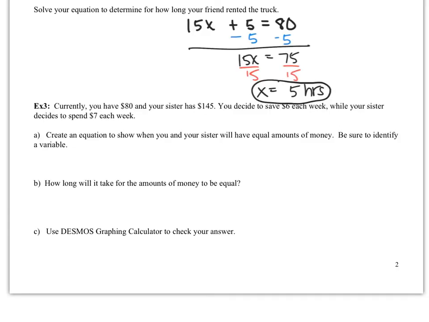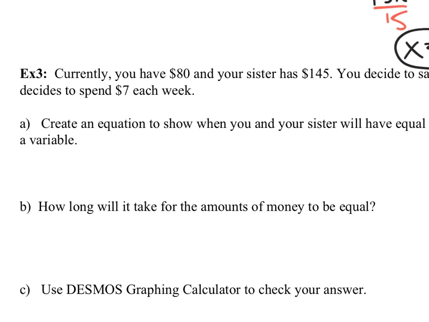So now we're going to deal with word problems where there's variables on both sides. So it says currently you have $80 and your sister has $145. You decide to save $6 each week while your sister decides to spend $7 each week. Create an equation to show when you and your sister will have equal amounts of money. So the first thing that we want to notice is that we want you or your money to equal your sister's money.